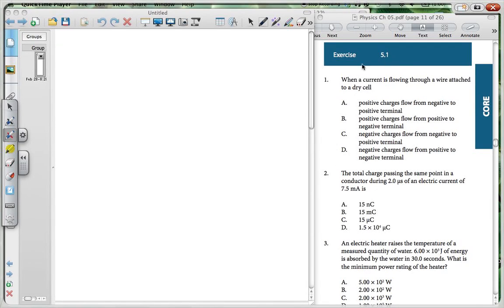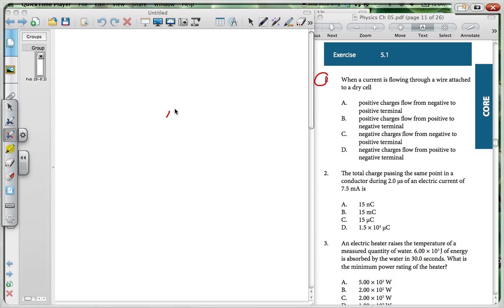Here we have 5.1 of the exercise from the textbook, and this is looking at electric current. So for question 1, when a current is flowing through a wire attached to a dry cell, we've got to choose the correct answer. Well, let's just discuss what actually happens here.